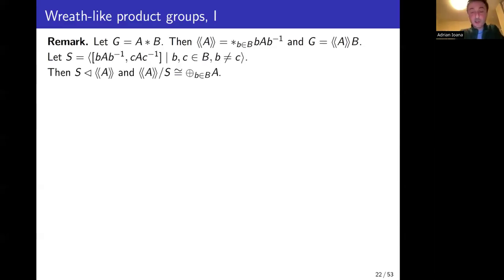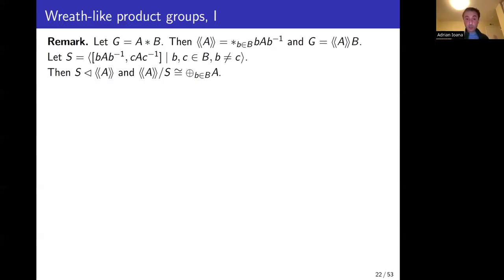So let me consider the following subgroup S of G. This is the subgroup generated by the commutators of all pairs of different conjugates of A in this free product. So this is the commutator of bAb^{-1} with cAc^{-1} over all b and c in B, but different. Then S is a normal subgroup of the normal closure of A.